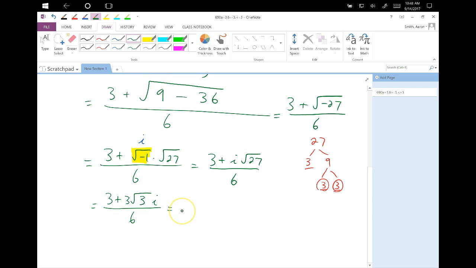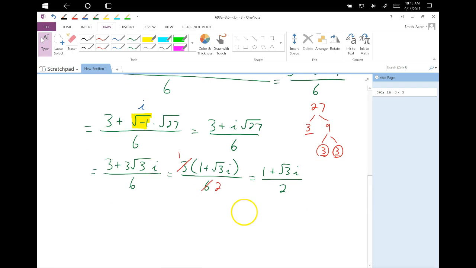Now what I can do is factor a 3 out of the top, 1 plus root 3 i, and I can cancel 3 and 6. So this is 1 plus root 3 i over 2. And if I divide, like I did in my notes, this is 1/2 plus root 3 over 2 i.